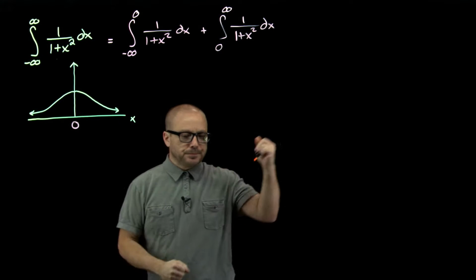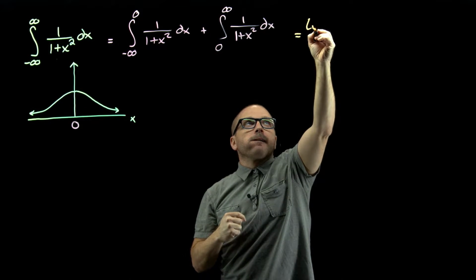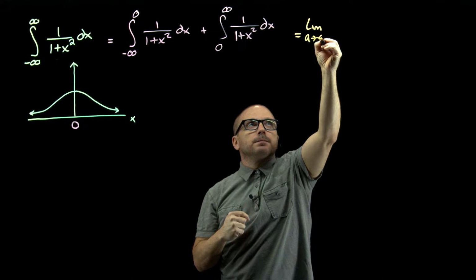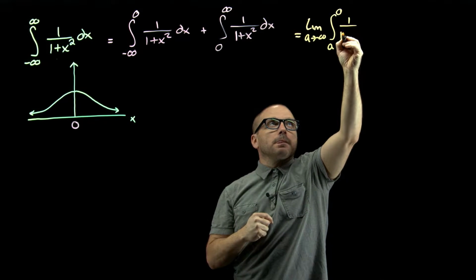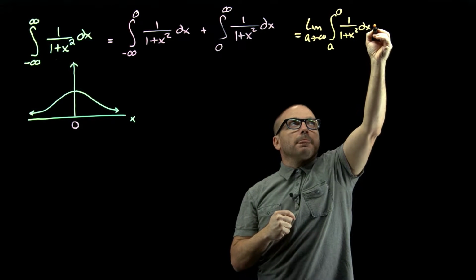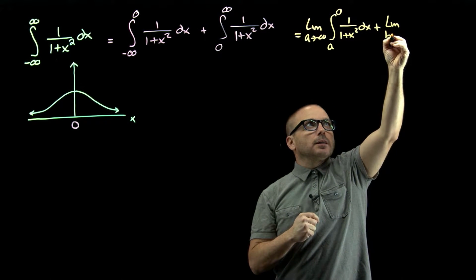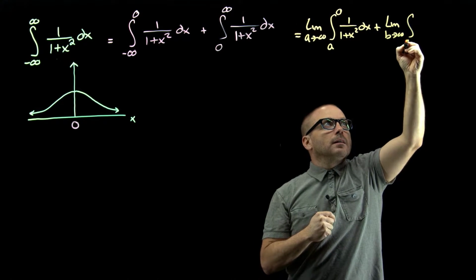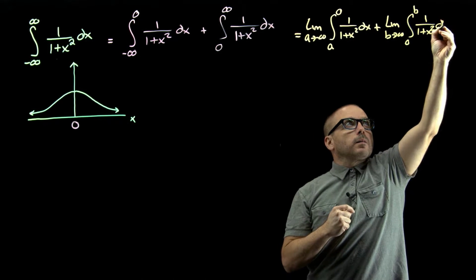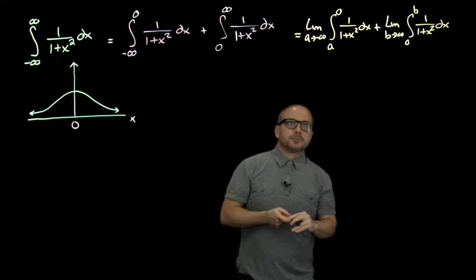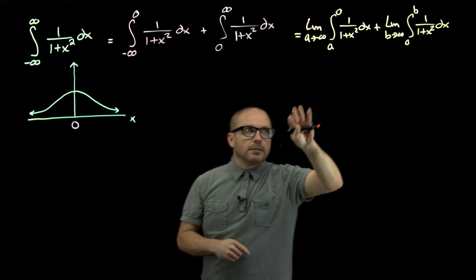So first one, we want to approach negative infinity on the bottom there: the limit as a goes to negative infinity, from a up to 0 of our integral. And then add to that this one, which we'll make proper by taking the limit as b goes to positive infinity. All right, now we're ready. We've got both integrals. Everything's proper.